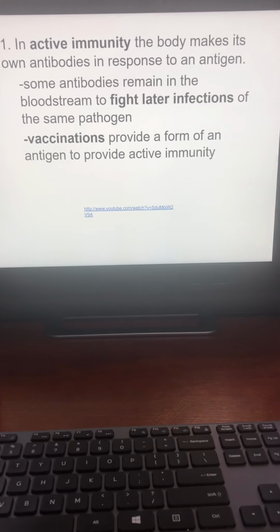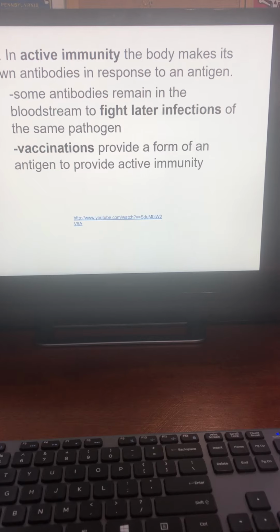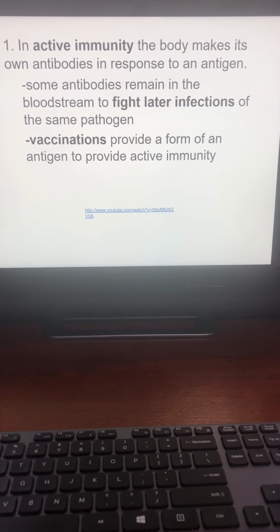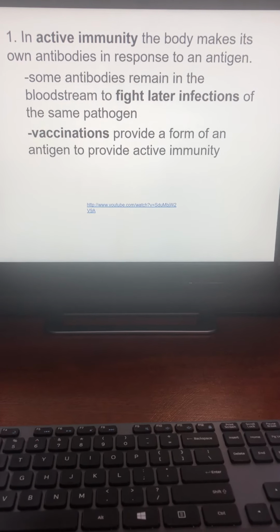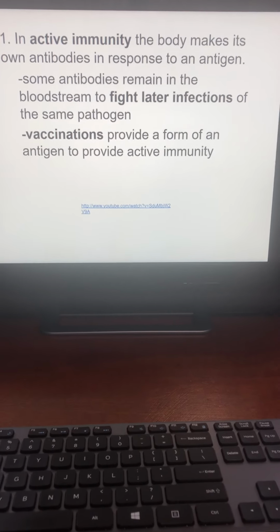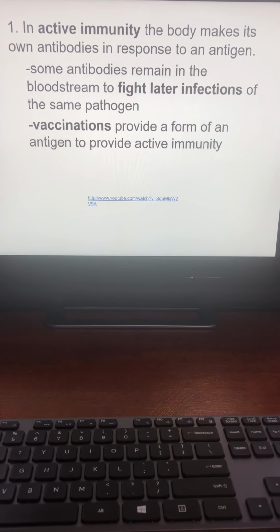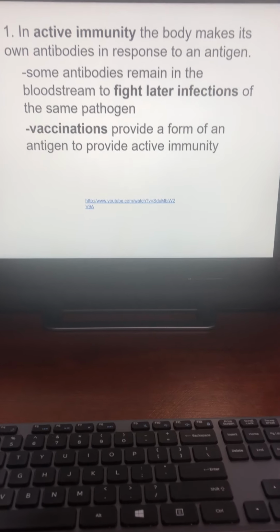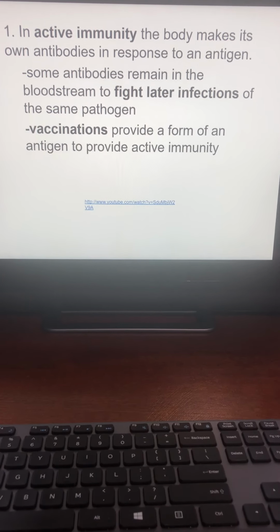Okay, active immunity. Active immunity, this is when the body makes its own antibodies in response to an antigen. So again, to the thing that comes in that is foreign to us and invades our body and makes us sick, we have antibodies that are being made, and antibodies are proteins. So that again goes with protein synthesis. Some of the antibodies are going to remain in our bloodstream to fight later infections of the same pathogen.